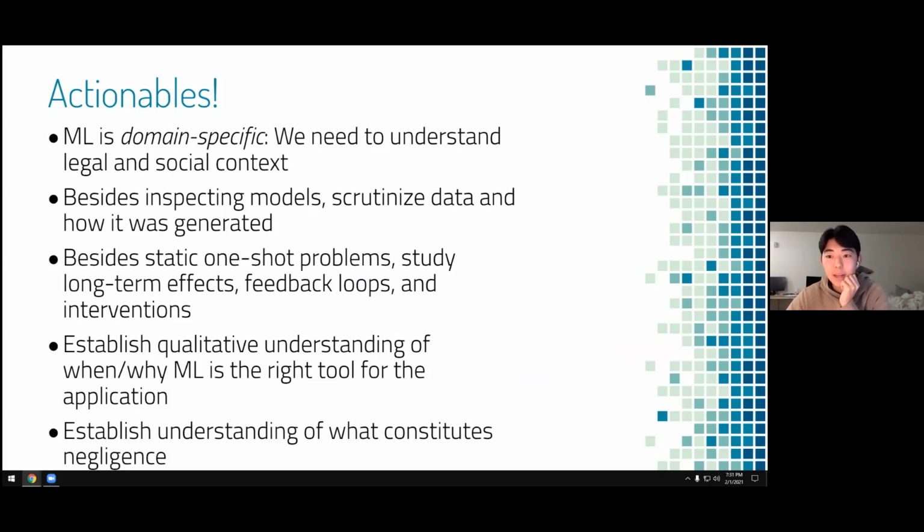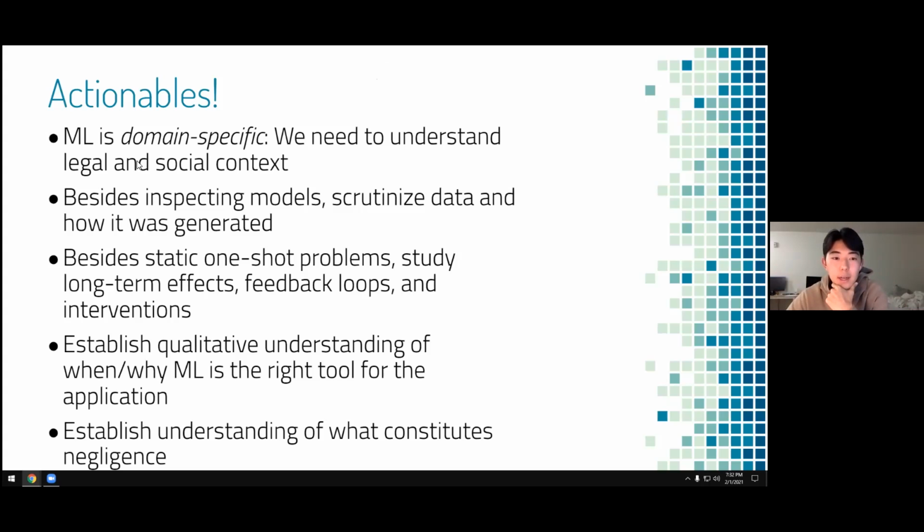So again, recognize that ML is domain specific. So we want to understand the legal and social context of the application of these models. Like we said, different attributes are sensitive for different domains. We want to make sure that our model is acting serviceably toward all groups within a particular task.